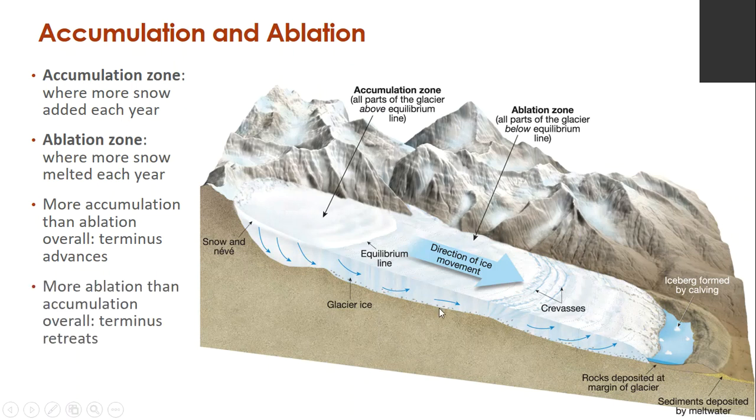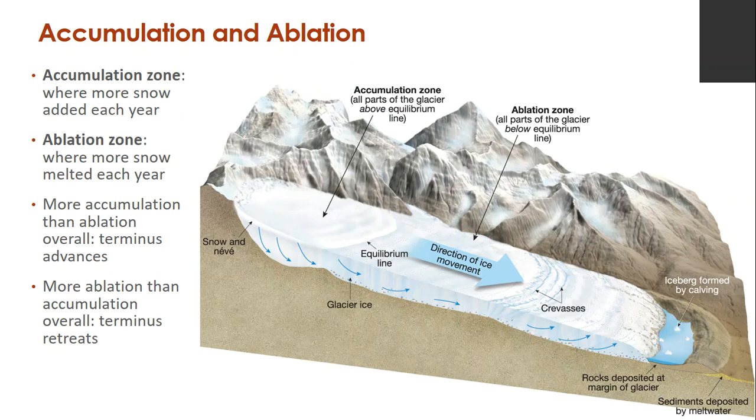And if you're getting more melting happening than you are accumulation up here, the terminus is going to retreat. Many glaciers will advance during the winter, retreat during the summer, advance, retreat, advance, retreat. Some of our glaciers, which we'll talk about, are disappearing due to climate change, and so they're going away altogether. They might advance a little bit in the winter months, but they are retreating a lot more in the summer months.